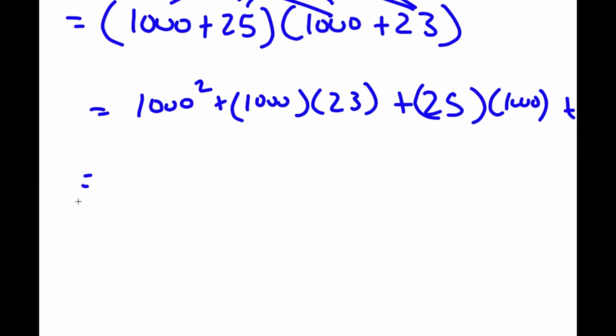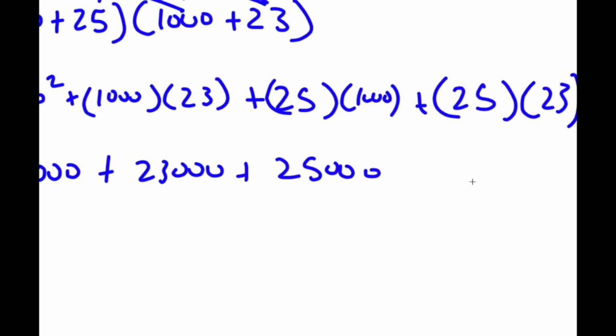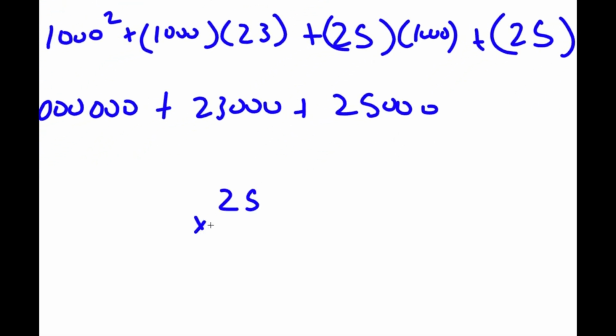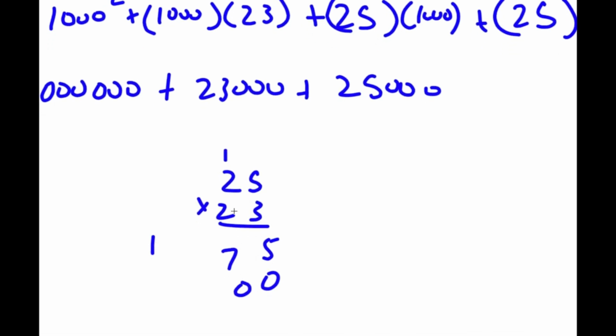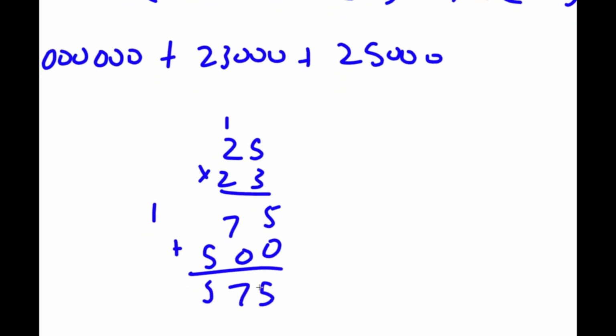Now let's go ahead and simplify this. 1000 squared is the same thing as 1 million, plus 1000 times 23, that's 23,000, plus 1000 times 25, that's 25,000, plus 25 times 23. You can do that right here: 5 times 3 is 15, 3 times 2 is 6, 6 plus 1 is 7, 2 times 5 is 10, carry the 1, 2 times 2 is 4, 4 plus 1 is 5. So if I add these, I get 575.